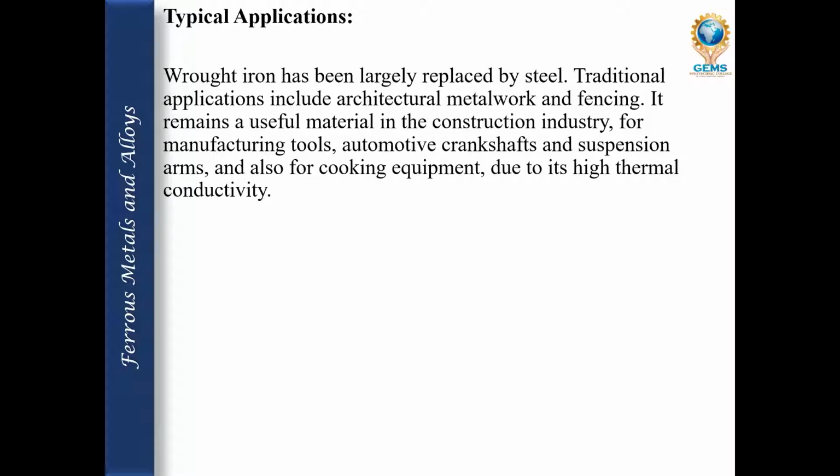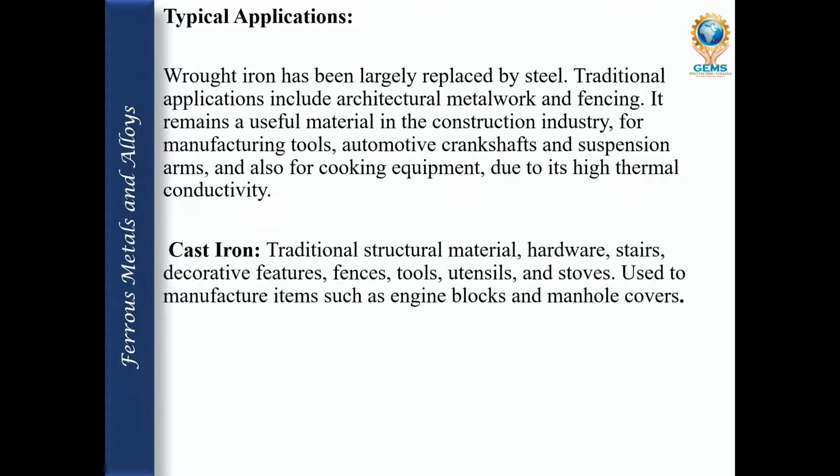This fencing is made of wrought iron, and it remains a useful material in the construction industry, for tools, automotive crankshafts and suspension arms, and also for cooking equipment due to its high thermal conductivity. So even for making cooking equipment, they use wrought iron.